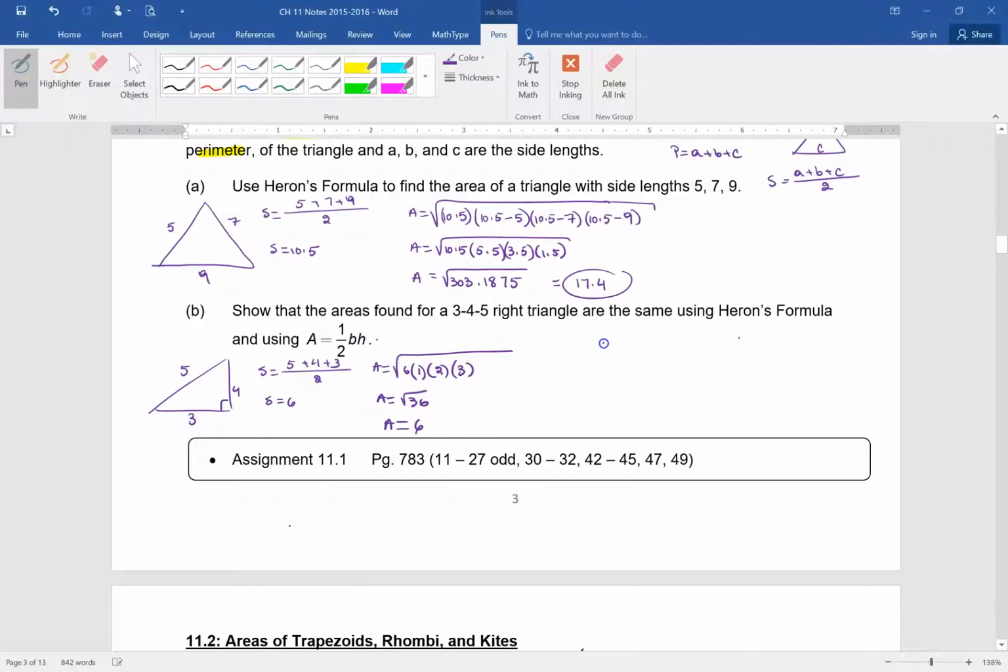All right, now let's do it using our formula, half times base times height. Well, if you have two sides that are perpendicular, then one is naturally the base and the other is the height. So this is equal to half times 3 times 4, and magically, that's equal to 6. They're both equal to each other, so we're good.